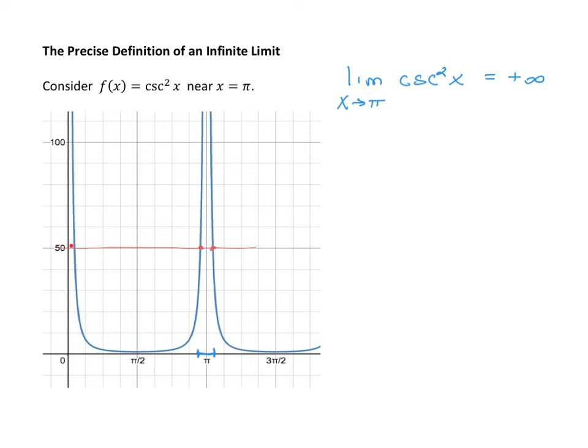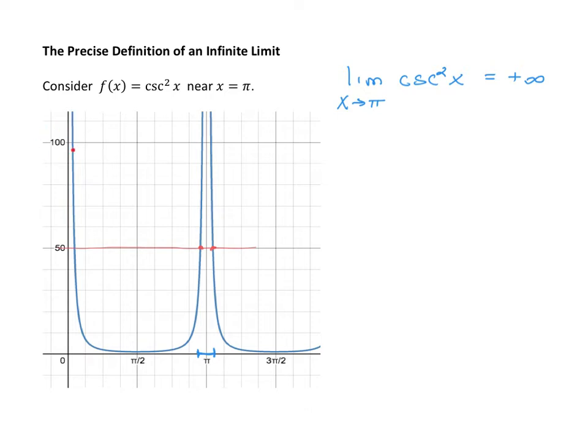Now, there's nothing special about 50. I could have said the same thing about 100. At 100, it intersects the graph in two places. It corresponds to two numbers down here that are around pi. It's more narrow, but everything in that interval, those x values get mapped to something that's greater than 100. And then you just repeat this process forever.